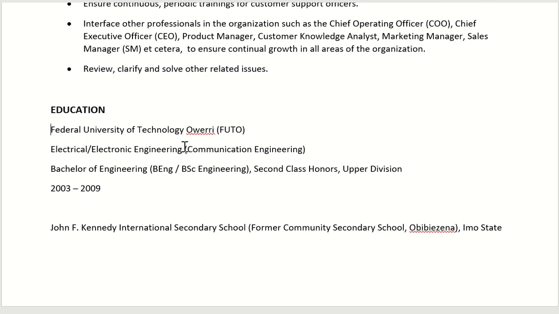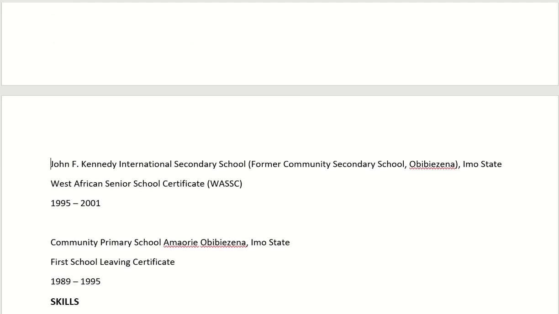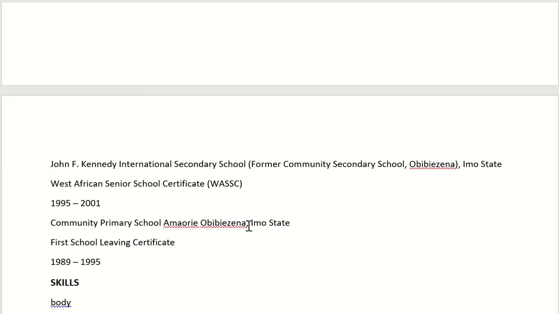Okay, so we have the tertiary qualification and educational history here. Then after that, naturally comes the secondary education for this candidate. It tells the name of the school, John F. Kennedy International Secondary School, the qualification, that is the West African Senior School Certificate, then the duration where the person stayed in that school. Then after that, you have the person's primary education.